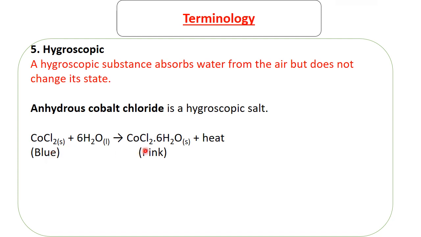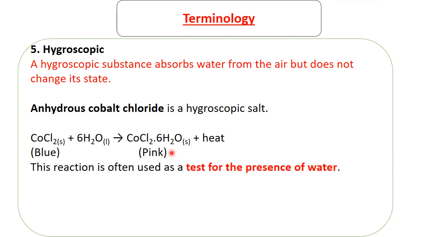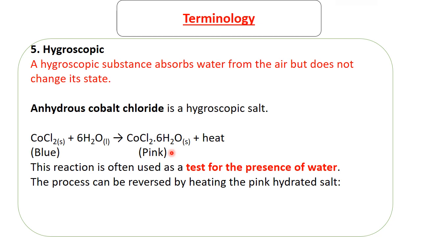So this can be used as a test for the presence of water. If you want to test if something has water, you put copper chloride. What's going to happen is the copper chloride is going to change color from blue to pink. Then you can tell that there is water here. So in short, the reaction is often used as a test for the presence of water.